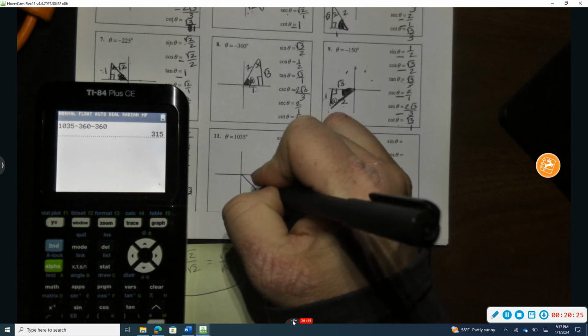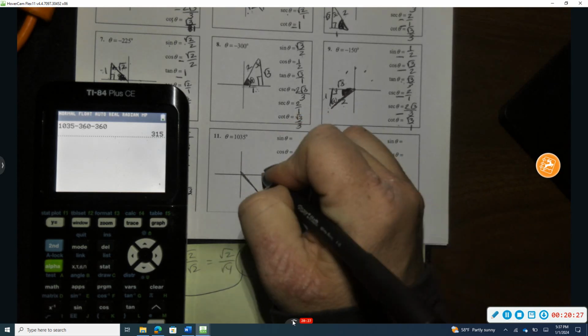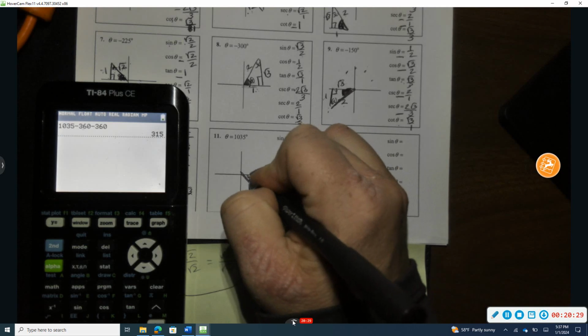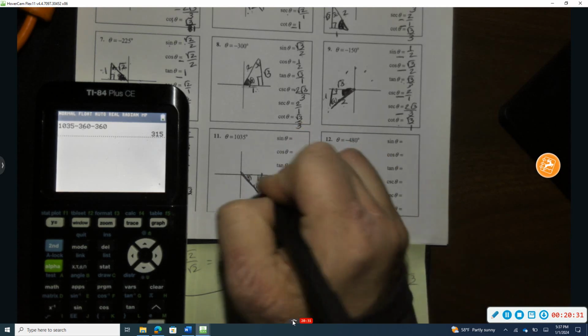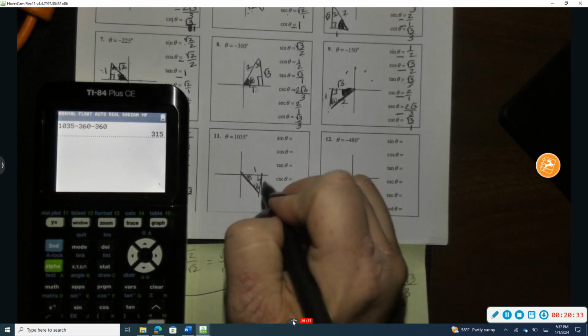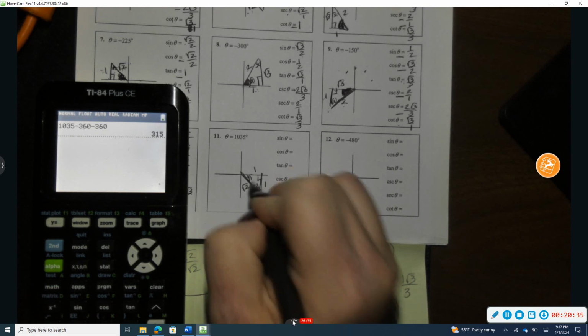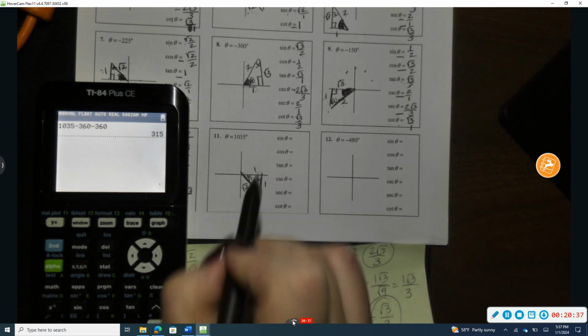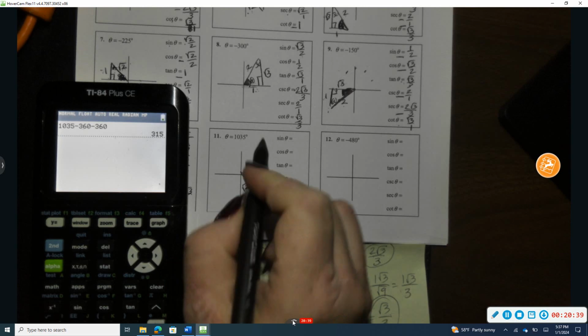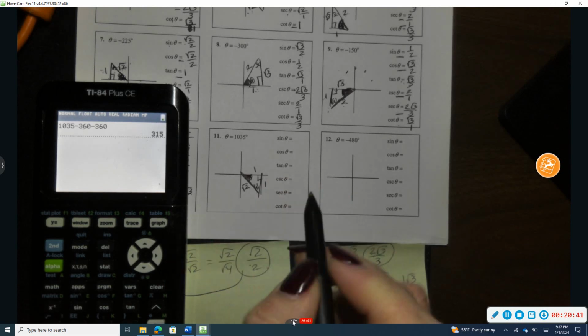315 is this 45 degree angle. So right here, this interior triangle is 45, 45, and 90. Across from the 45 degree angles would be 1, and across from 90 would be the square root of 2. Okay, so this is the interior angle that I am evaluating.